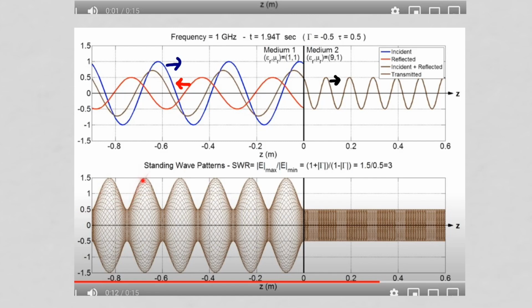This pattern in material 1 is a consequence of having both a propagating wave and a standing wave in material 1. Let's go ahead and run the animation.